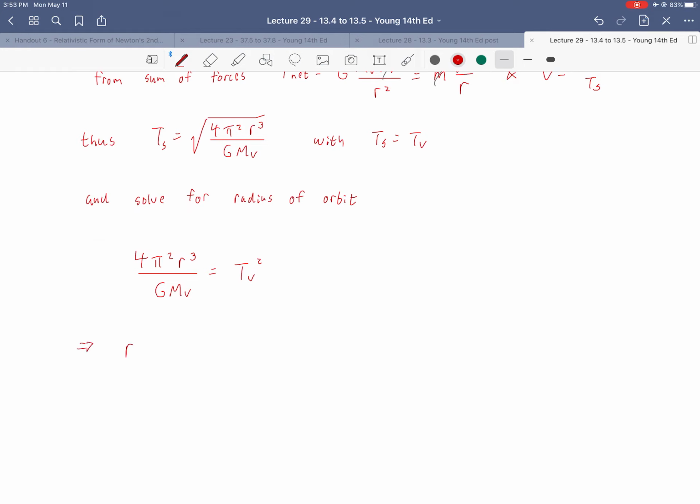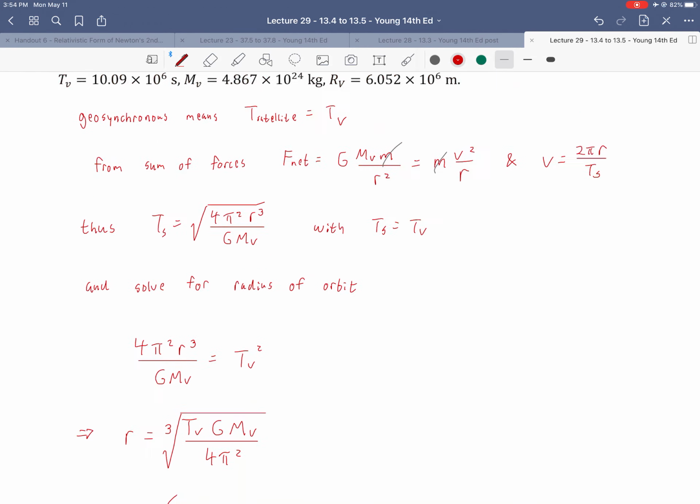So then R is going to equal TV G MV divided by 4 pi squared inside the cube root. Okay, so cube root. All right, so let's plug in our numbers.